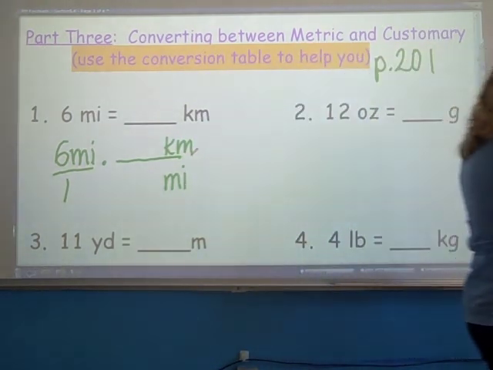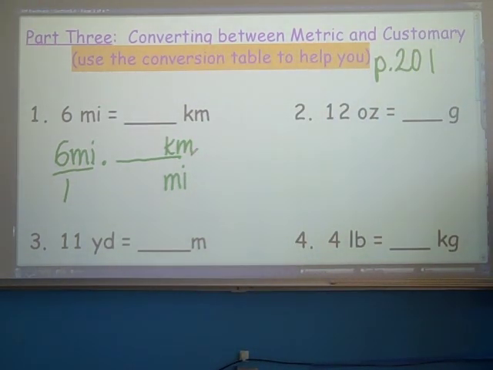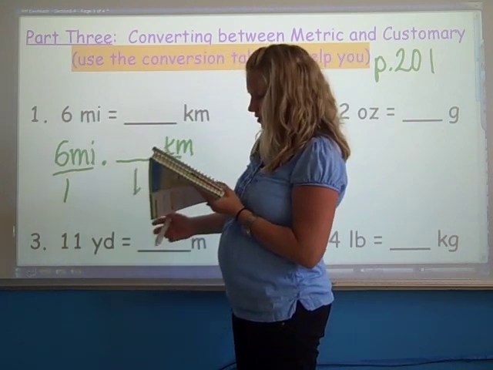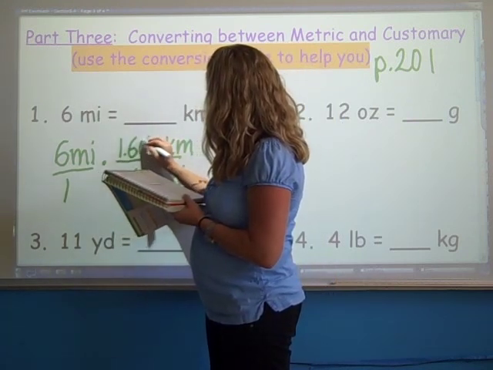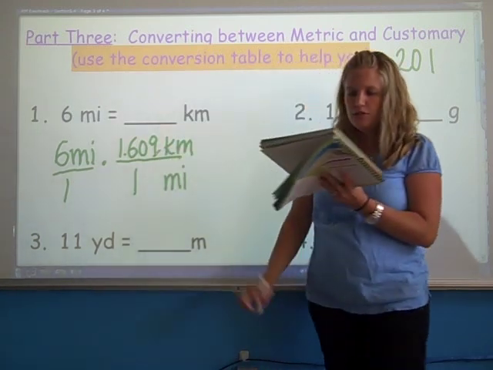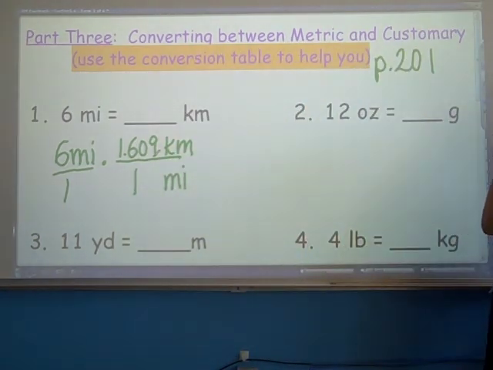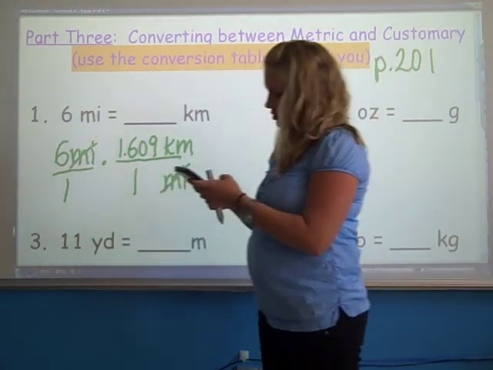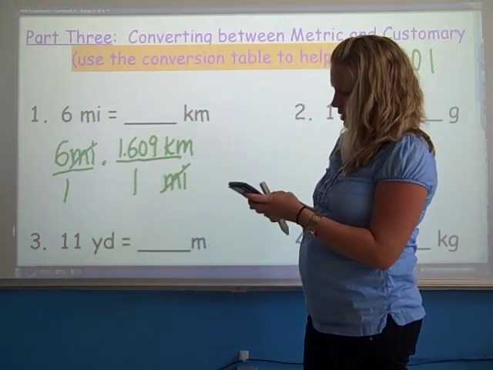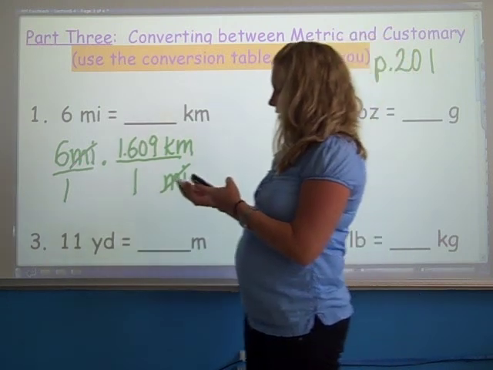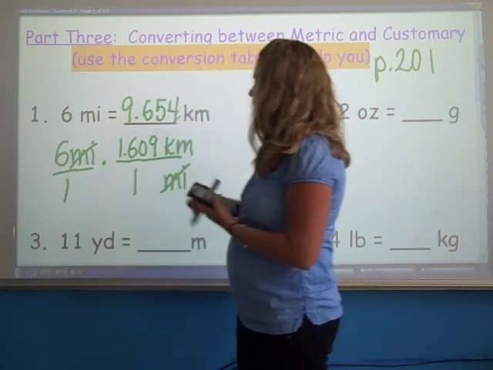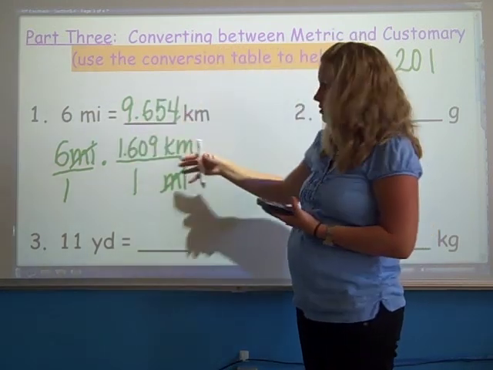So if I look at my conversion, we need miles to kilometers. All right, so 1 mile is equivalent to 1.609 kilometers. I just pulled that right off the table. And now I just need to simplify this. The 1's along the bottom cancel out. So I do 6 times 1.609, and I get 9.654 kilometers. So all I did was multiply those across.